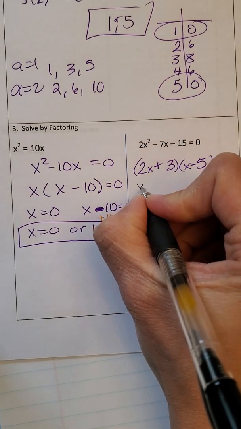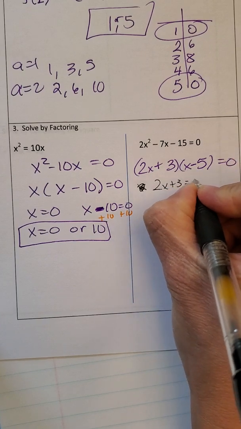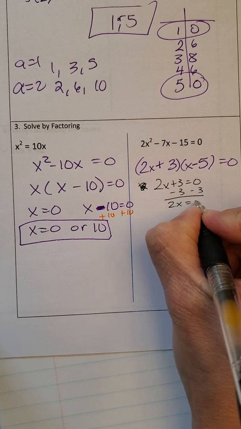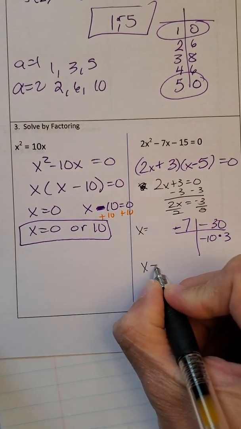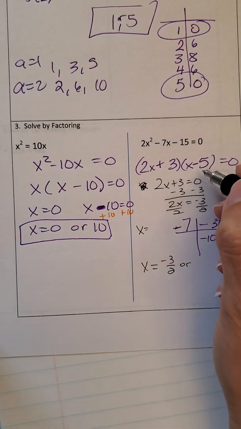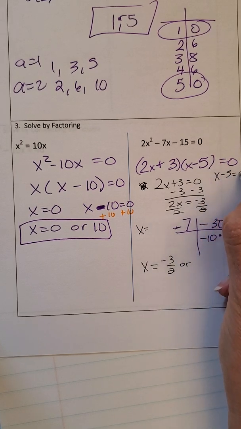And you might have learned a different way of factoring. 2x plus 3 equals 0. So I subtract 3 from both sides. 2x equals negative 3, then I divide by 2. So x equals negative 3/2. Remember, the shortcut was just to take the opposite of this over that, but if you set each one equal to 0, you get that.